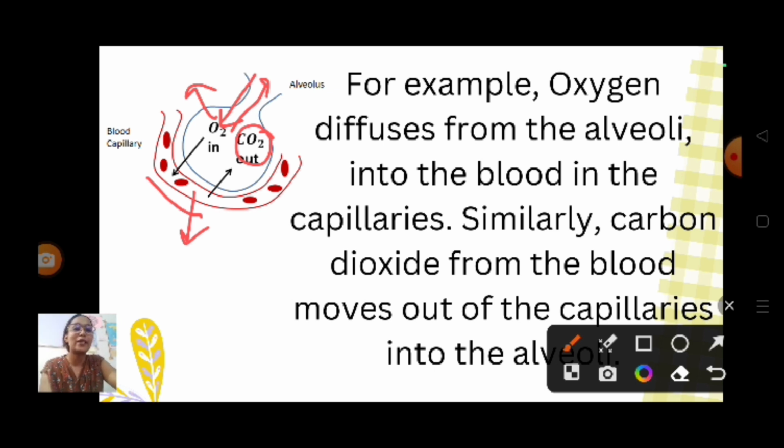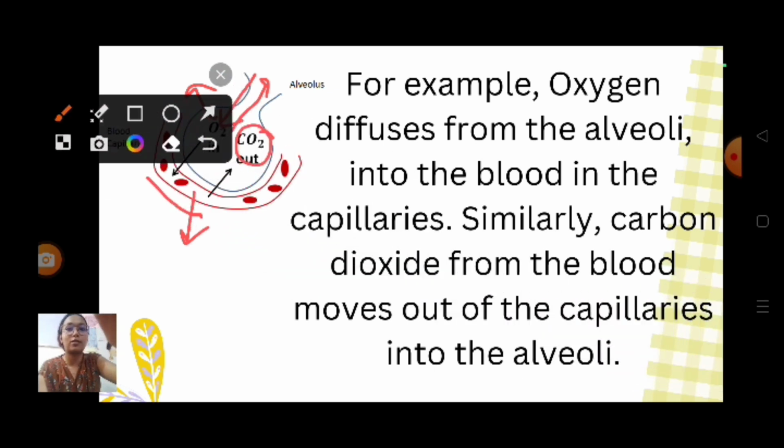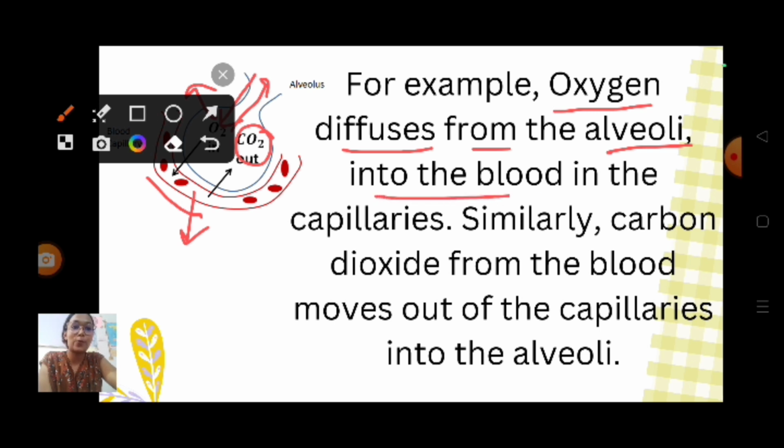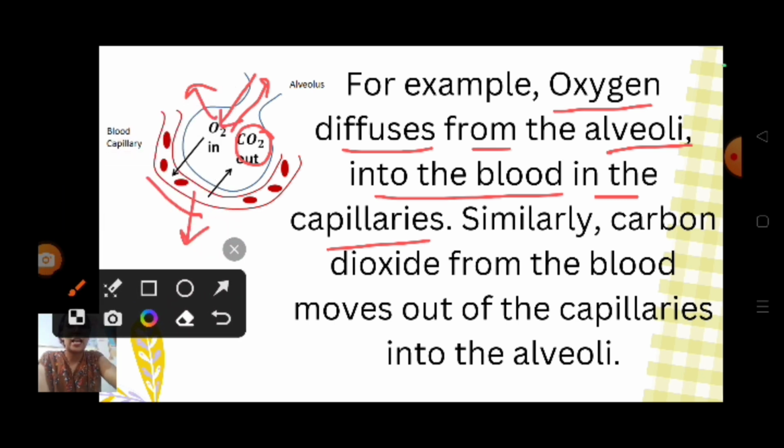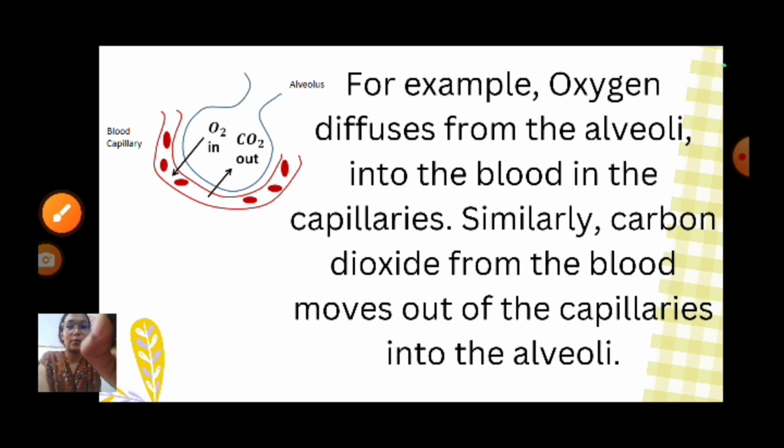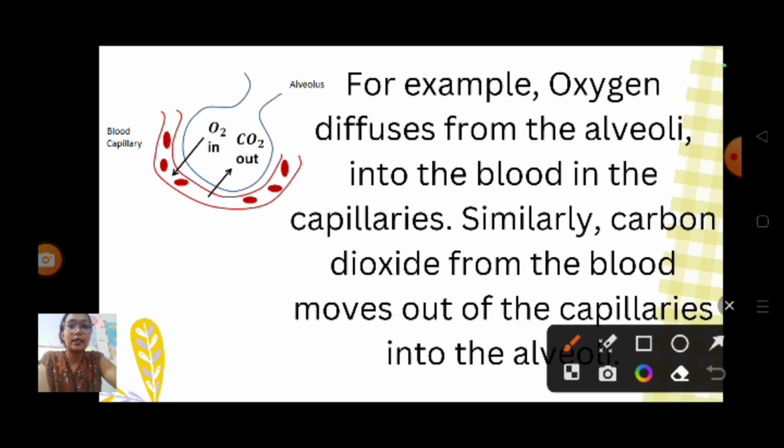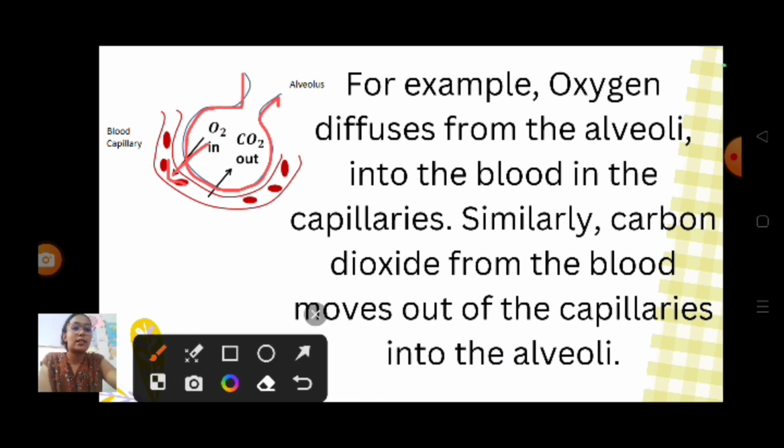Okay, so example of diffusion is oxygen diffuses from alveoli into the blood in the capillary. So oxygen is diffusing from alveoli. Let me clear this out. This portion is your alveoli. The oxygen is diffusing into the bloodstream. So it is saying the oxygen is diffusing from the alveoli into the bloodstream.